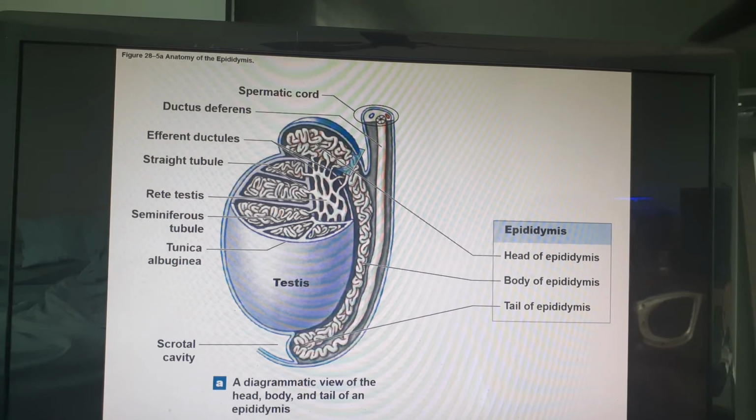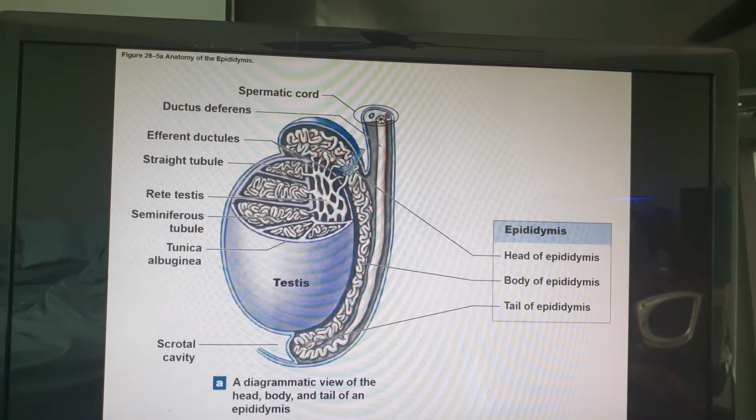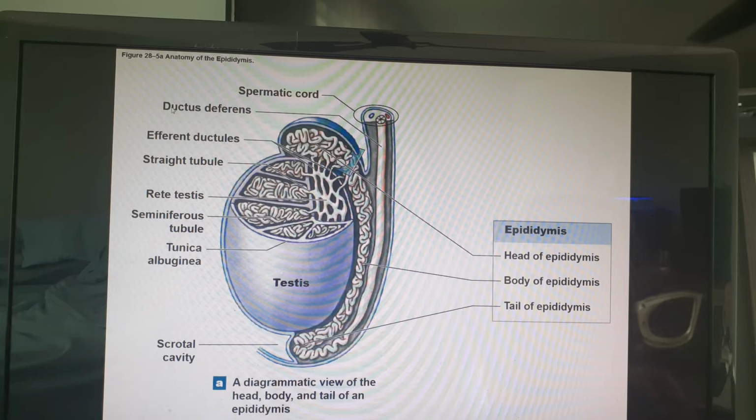So again, here's the testes. You can see the lobules, the seminiferous tubules, the rete testis, the efferent ductules, and then we get into the head of the epididymis. So the epididymis here is this backward C shape. All of this. So here's the head. Here is the body, and then down here is the tail. Okay? And then this coiled tube widens and becomes what we're going to call the ductus deferens or vas deferens.